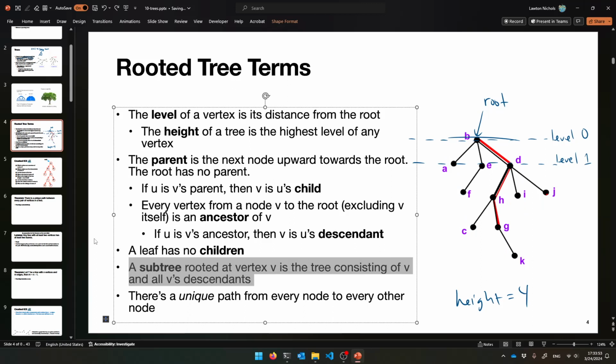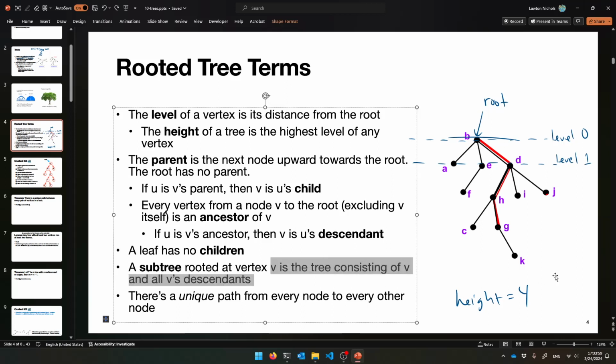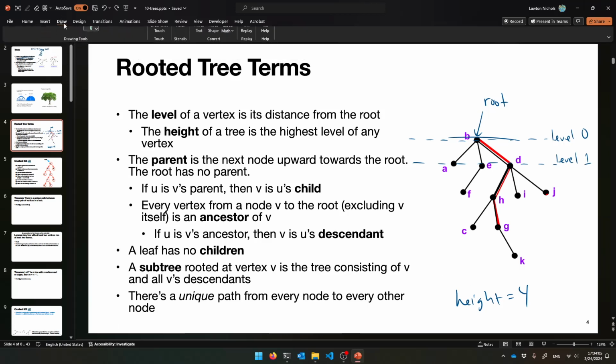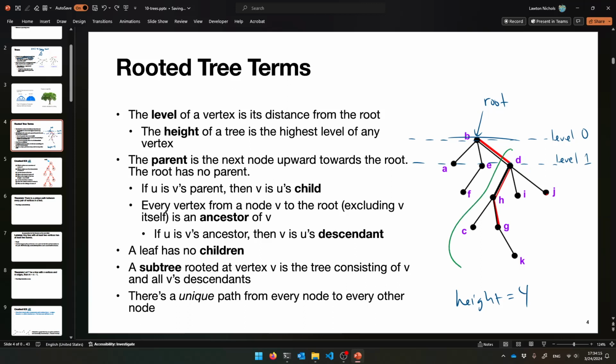A subtree, it's a smaller tree within the tree. You just pick a new root, and it's the tree consisting of that root and all of the original descendants. Okay? So let's pick out a subtree. The only thing you have to do is say, all right, I want the root to be, let's say, D, and so from then on, we take all of its descendants. This becomes a subtree rooted at D.